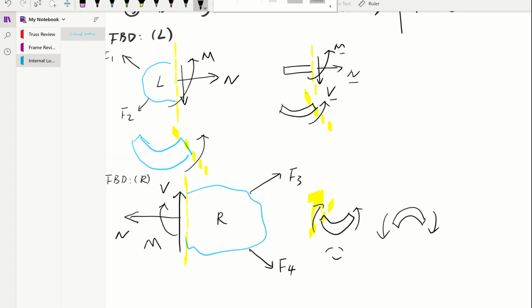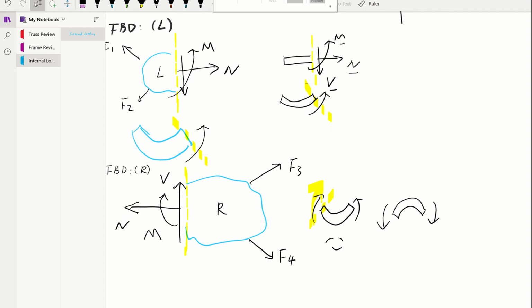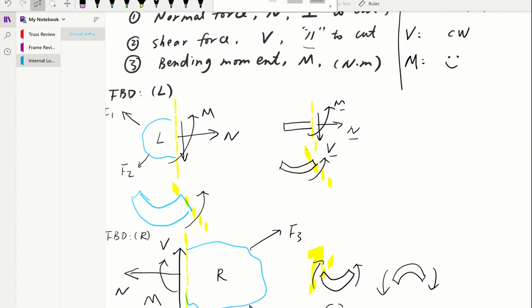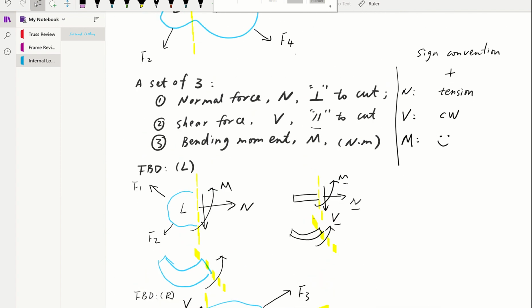So you can compare the FBD to the left and the FBD to the right. Basically, they both have a set of three. However, the directions cancel out. Okay, that's all. So this is the internal loading concept.